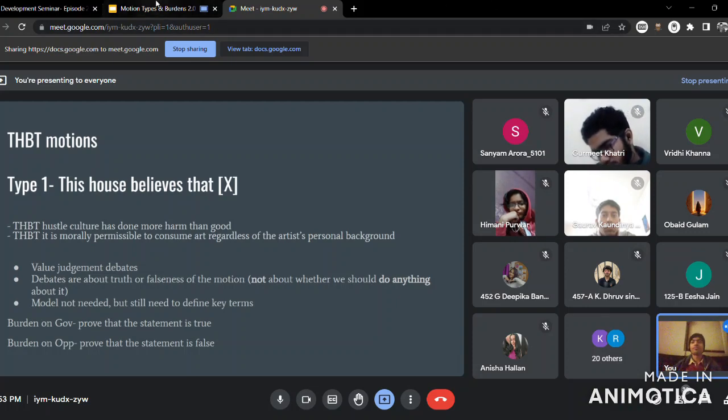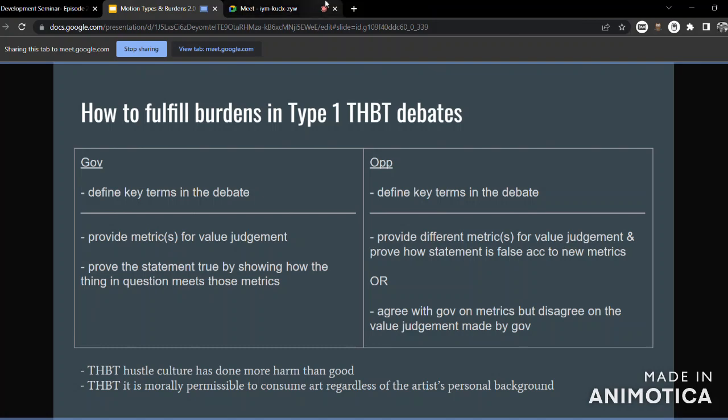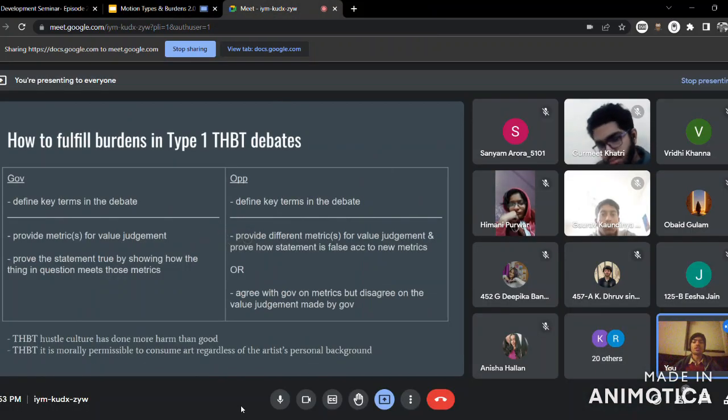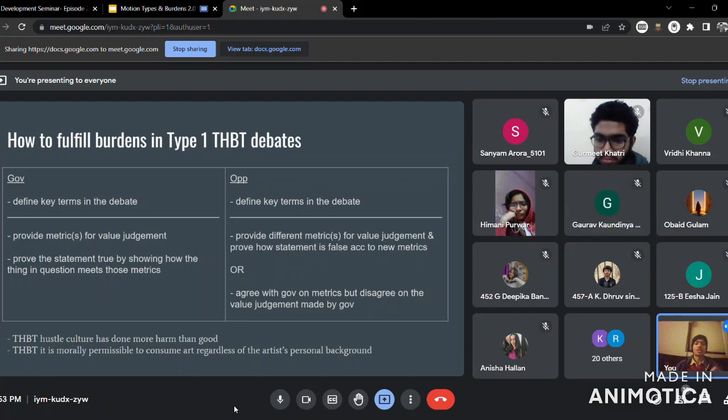The burden on Gov is to prove that the statement is true. The burden on Op is to prove that it is false. How do you fulfill burdens in these types of motions? This house believes that X or Y or any statement. Like I said, the first step in any motion, not just policy motions, is to define the key terms in the debate.